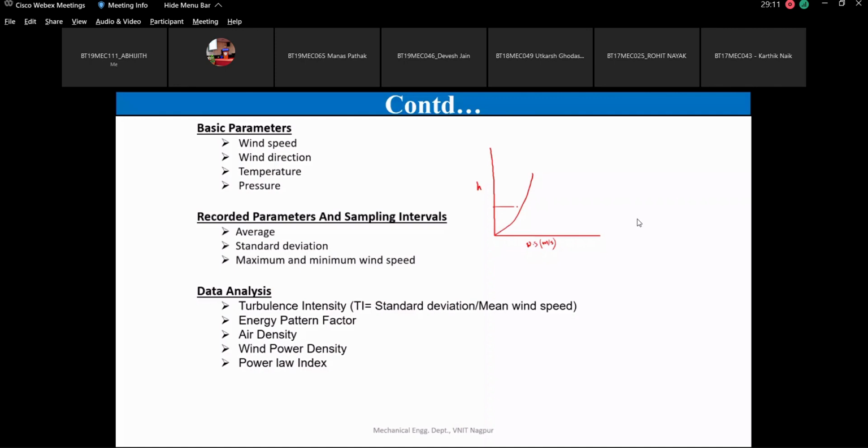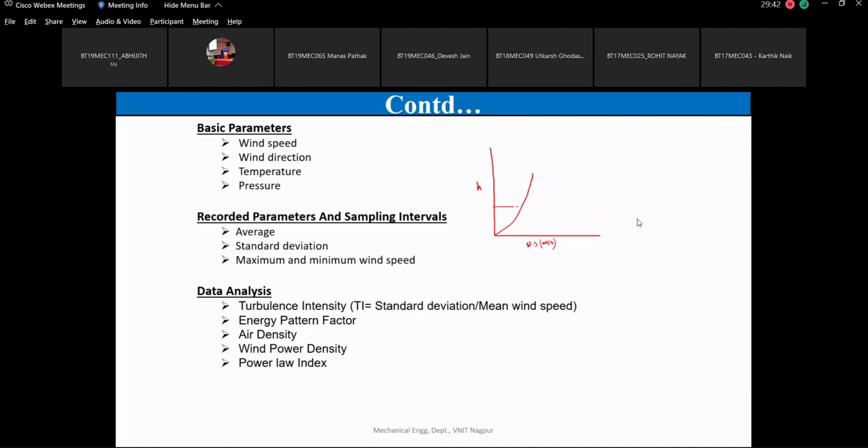And the wind speed distribution also we have to measure. Wind speed distribution is nothing but the average wind speed on a seasonal basis, annual basis, or monthly basis. In the month of June, what is the average wind speed? Or in any particular week, what is the wind speed? It is known as wind speed distribution.